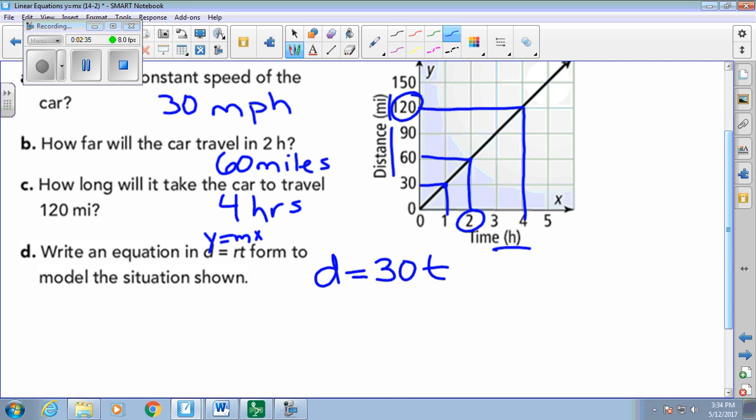So I'm going to ask you to go on to try number 2. This one's very similar to what we just did with number 1. Go ahead and give that one a try.